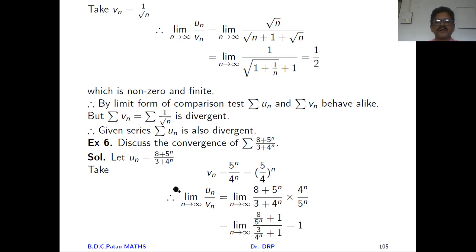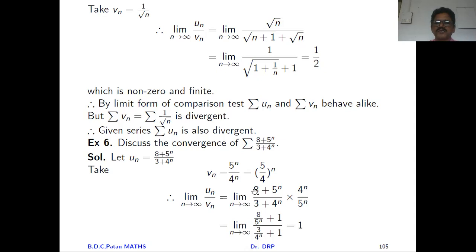And once you know un and vn, you take the limit of un upon vn as n tends to infinity. You will get limit n tends to infinity of 8 plus 5 raised to n divided by 3 plus 4 raised to n, into 1 upon vn, which means 4 raised to n upon 5 raised to n. Then, friends, you divide the numerator and denominator by 4 raised to n into 5 raised to n.